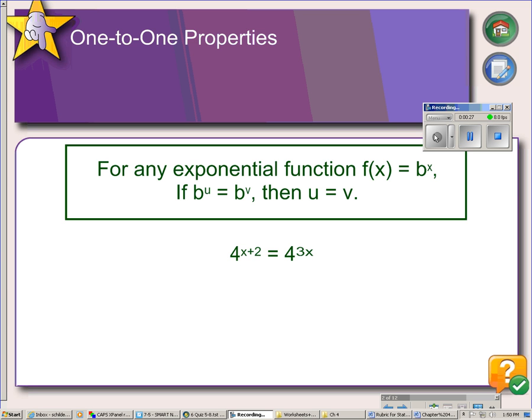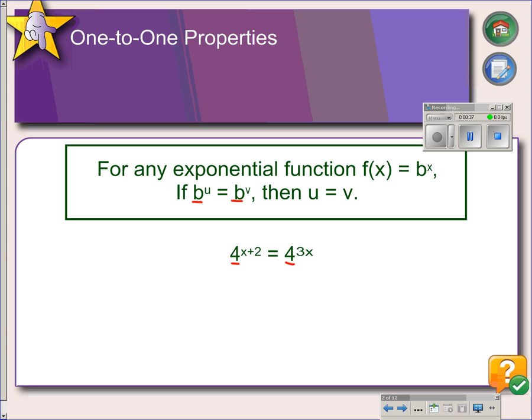So here's an example. We have 4 to the x plus 2 equals 4 to the 3x. Since both base numbers are the same, we have 4 here and here, and since the bases are the same, we can make the exponents equal to each other. So x plus 2 equals 3x. We can solve this linear equation by subtracting x on each side. So 3x minus 1x is 2x. Divide by 2 on each side, and we get x equals 1.